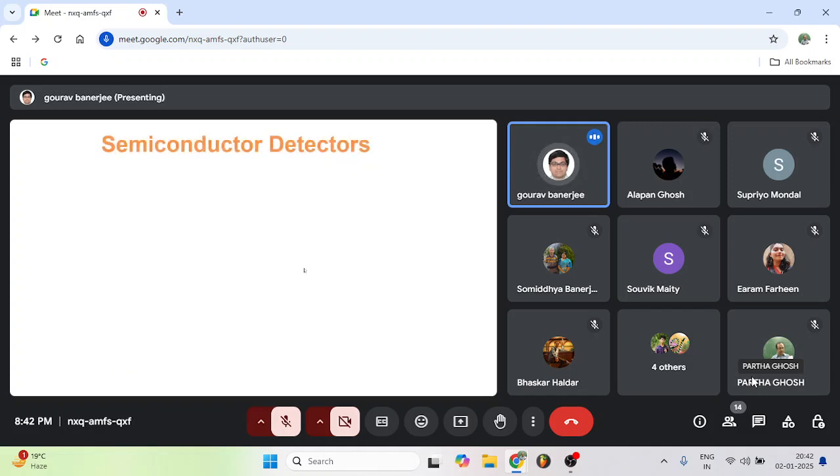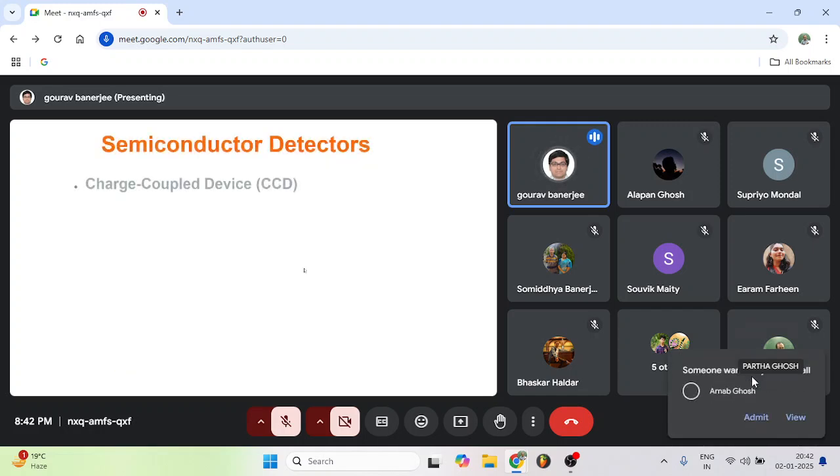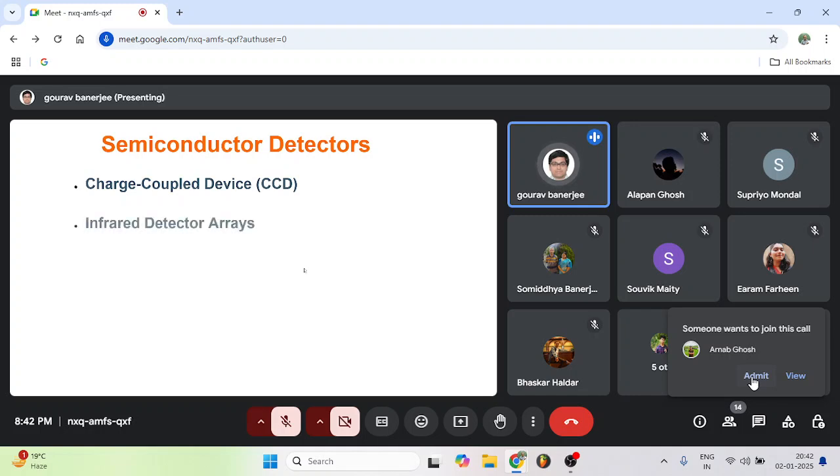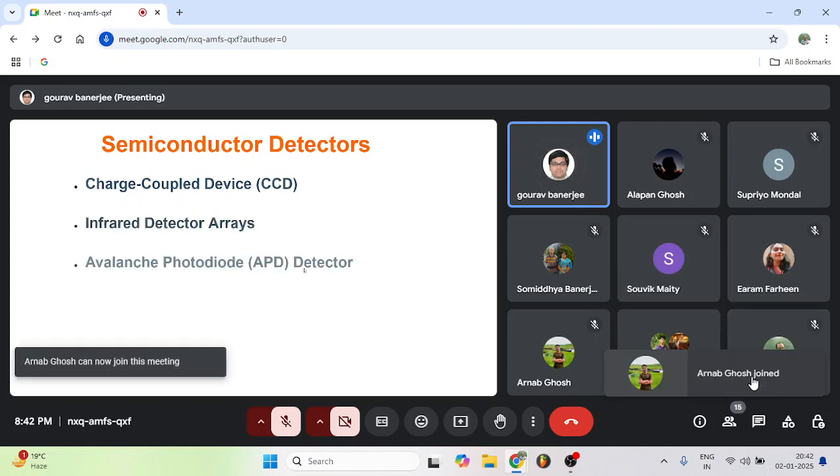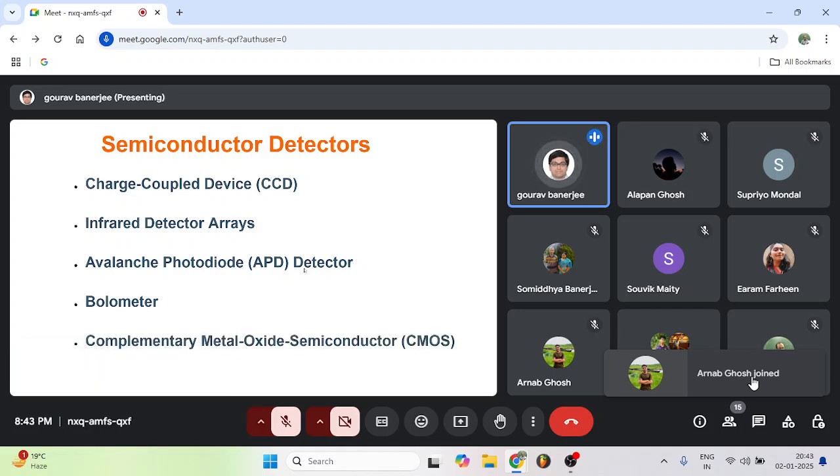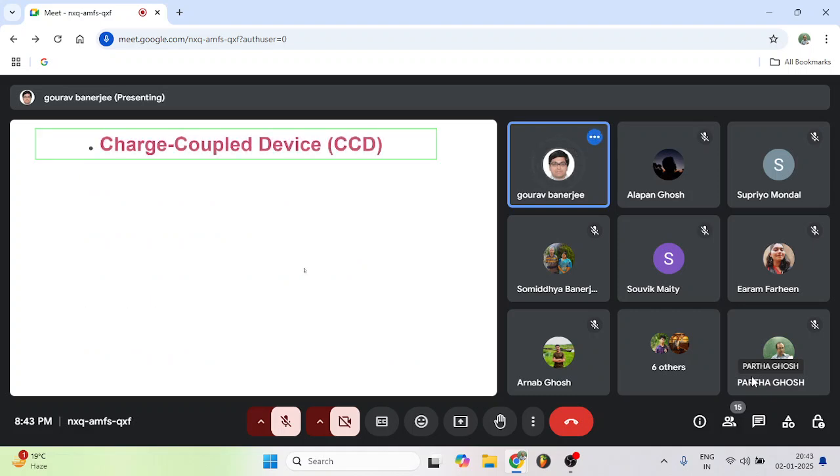Then come the semiconductor detectors. Whatever detectors we are using now are all semiconductor detectors. Here we have a few types of detector: CCD or charge coupled device, infrared detector array, avalanche photodiode detector, bolometer, and CMOS detector or complementary metal oxide semiconductor detector. So we will go one by one. First, CCD, charge coupled device.